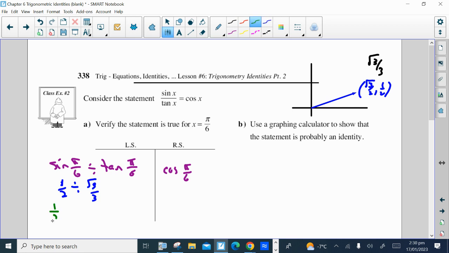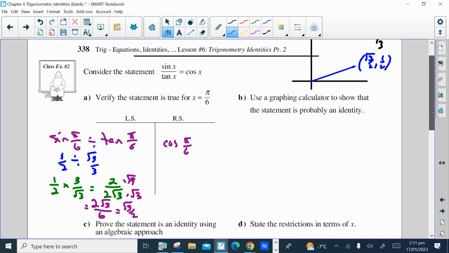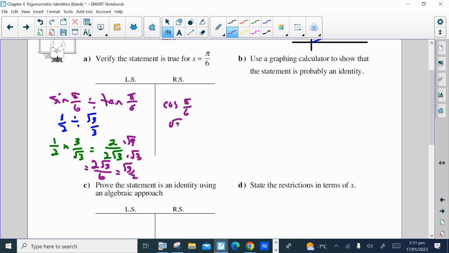So to divide by a fraction, you multiply by the reciprocal, and that gives us 3 over 2 root 3. And then if I rationalize this by multiplying top and bottom by root 3, we'll get 2 root 3 over 2 times 3, which is 6, or root 3 over 2, which is what the cosine of pi on 6 is. That's the x value at the point. So we've shown that the statement is true when x is pi on 6. We've shown that.